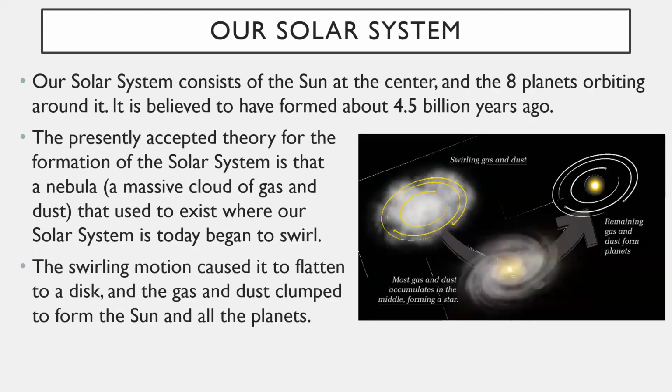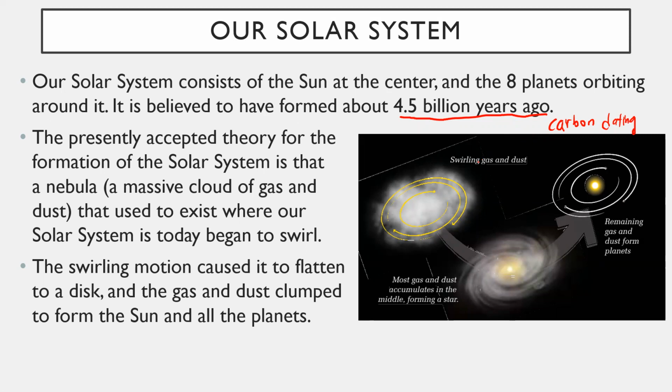Here we go. So our solar system consists of the sun at the center and the 8 planets orbiting around it. It's believed to have formed about 4.5 billion years ago, and there's a lot of evidence for that. One of the key pieces of evidence is a process called carbon dating, which basically means you look at the proportion of the types of carbon that exist within certain objects, especially rocks, and you can tell how old those rocks are. The oldest rocks we find in our solar system more or less tend to be around 4.5 billion years old. So that's one piece of information that we get that from.